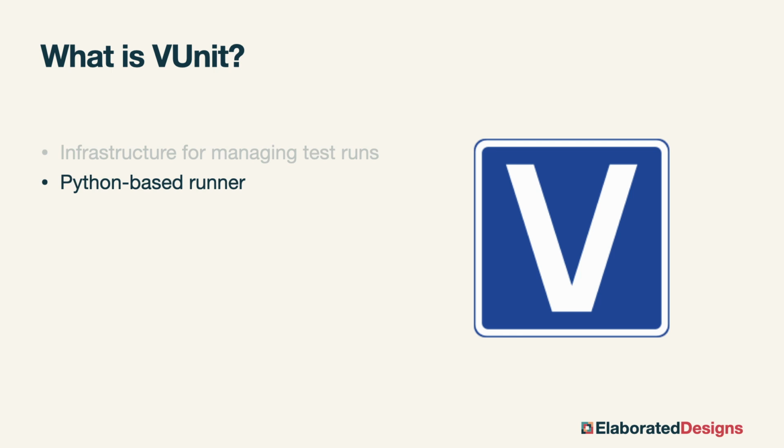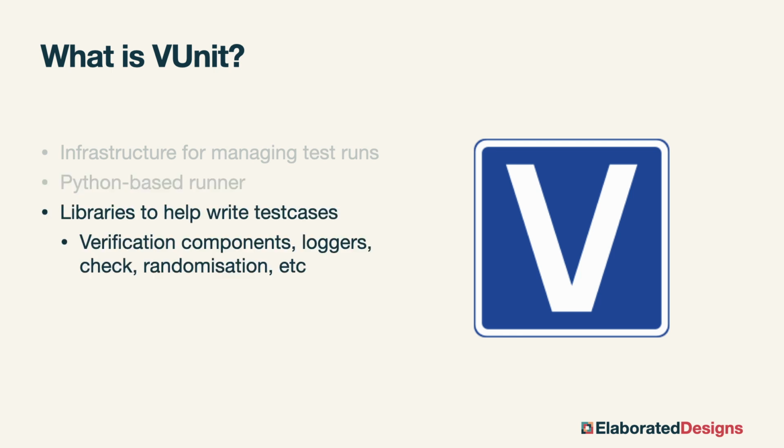At its core, VUnit provides a Python-based test runner that manages our test cases, handles compilation dependencies, and produces structured test reports. In addition to automating the simulation runs and test management, VUnit also provides several libraries to help write our test cases. These libraries include verification components, logging mechanisms, check procedures, and randomization. By leveraging these pre-built components, we can make the test case creation process more efficient, less error-prone, and more enjoyable.